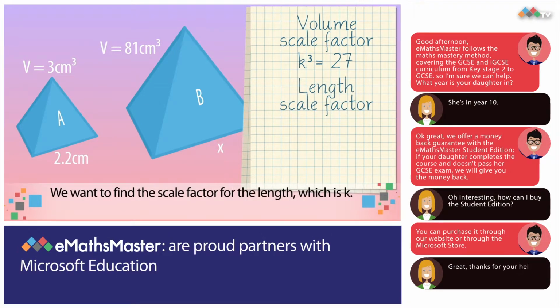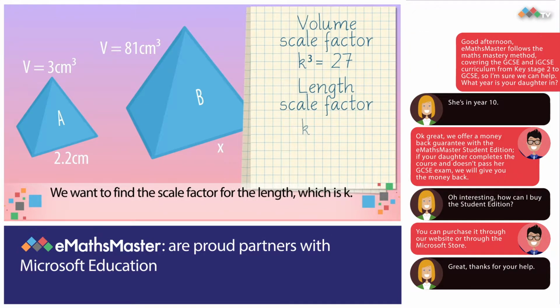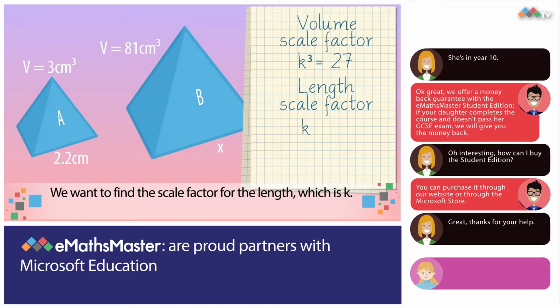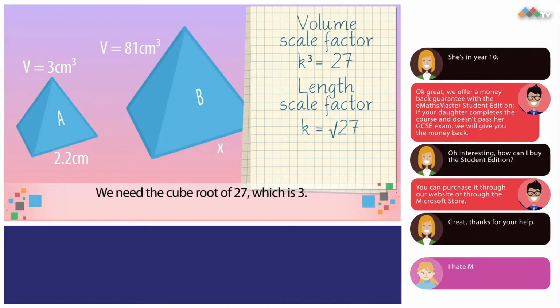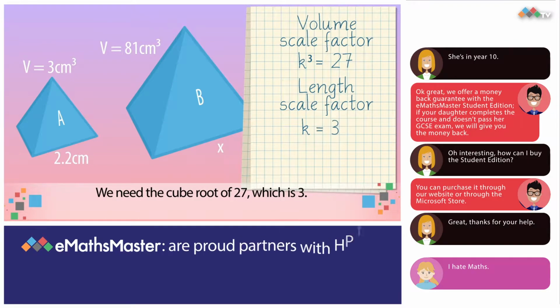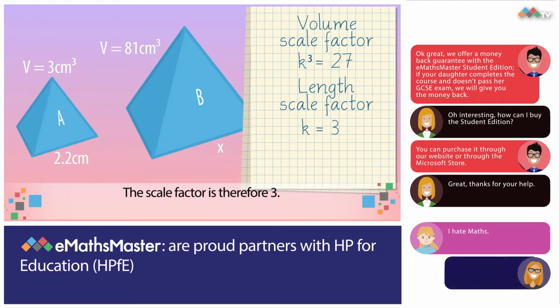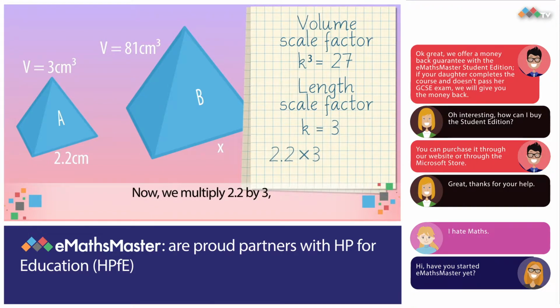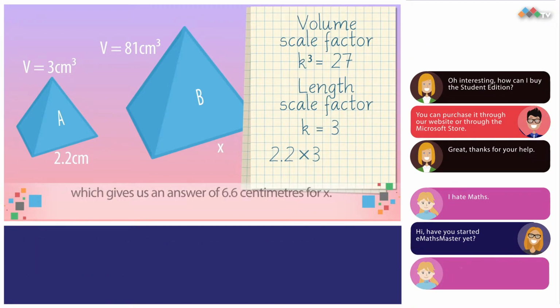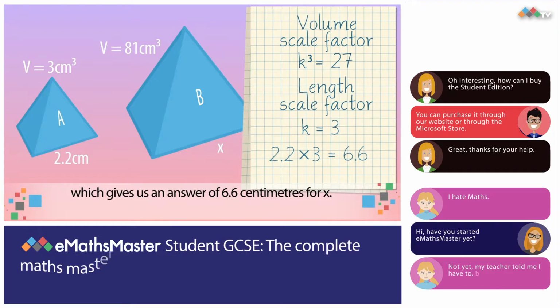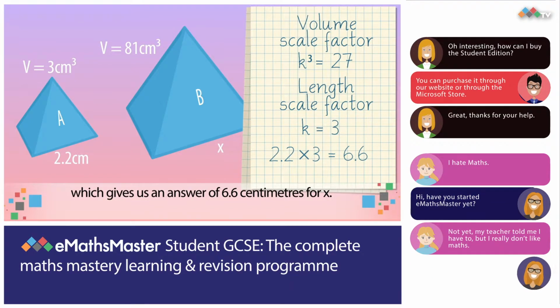We want to find the scale factor for the length, which is K. We need the cube root of 27, which is 3. The scale factor is therefore 3. Now we multiply 2.2 by 3, which gives us an answer of 6.6 centimetres for x.